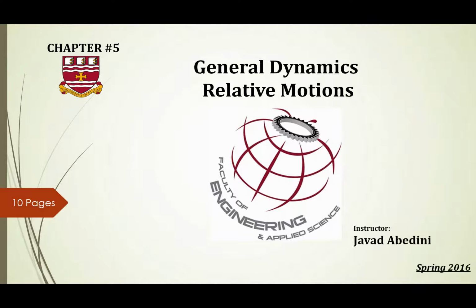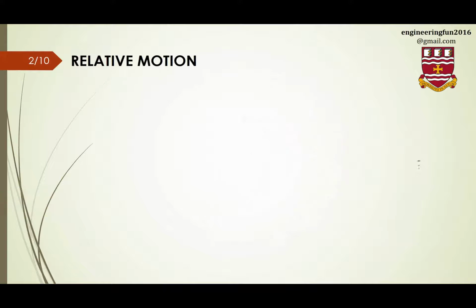Hello, in this lecture we're going to talk about relative motions and especially relative velocities. Okay, let's consider this beam which is fixed at point A and the free end, which is point B, can't move. So if that's the path, this path will be a part of a circle.